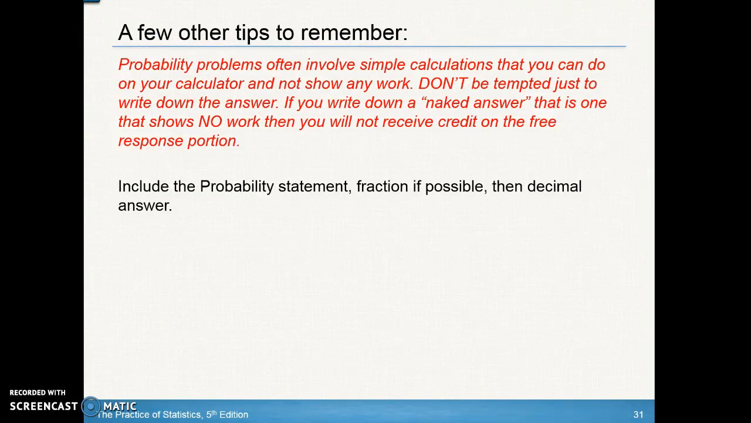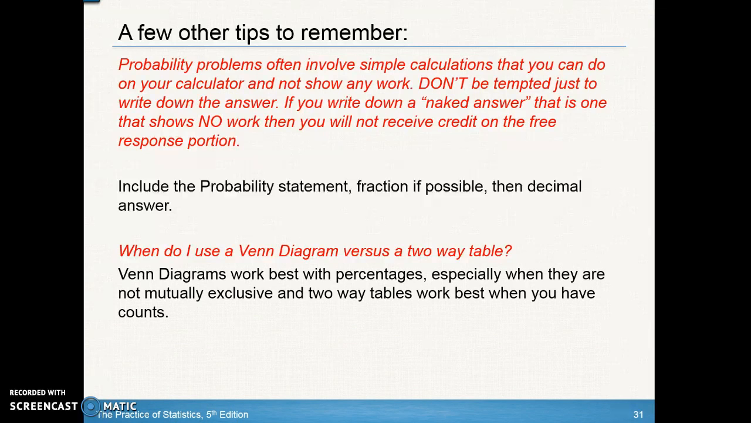All right, so probability problems often involve simple calculations you can do on your calculator and not show any work. Don't be tempted just to write down the answer. If you write down a naked answer that is one that shows no work, you're not going to receive credit on the free response portion of the exam. Please make sure you include the probability statement, the fraction if possible, there's not always a fraction, and then your decimal answer.